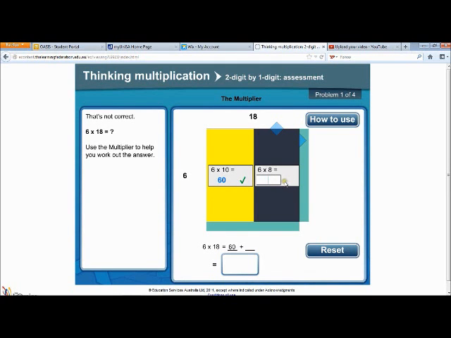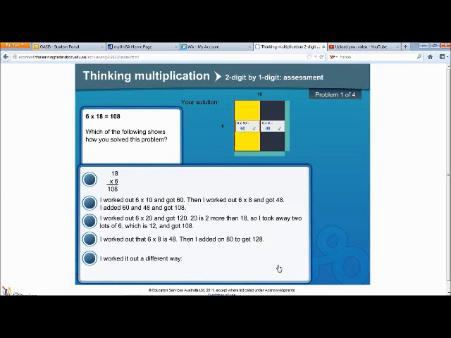And 6 times 8 equals 48. And what this has done is it's broken down the equation 6 times 18 equals 60 plus 48. So if we do 60 plus 48, we get 108. Let's see if that's right. That's correct. So now it allows us to work out which of the following shows how you solve the problem.